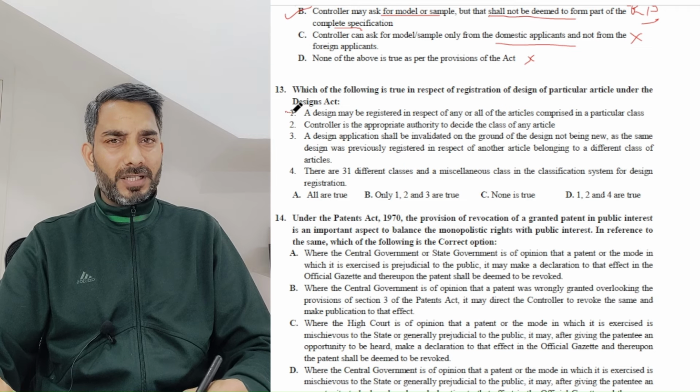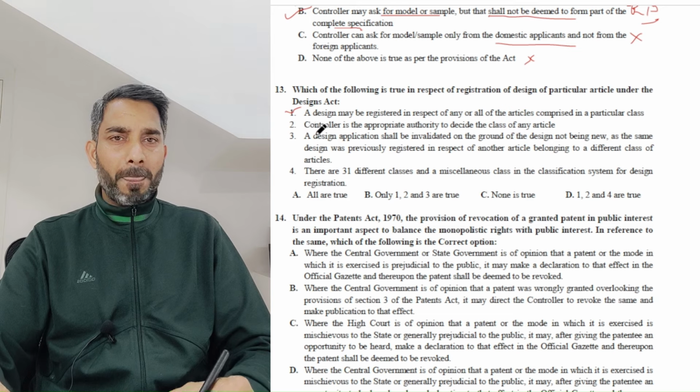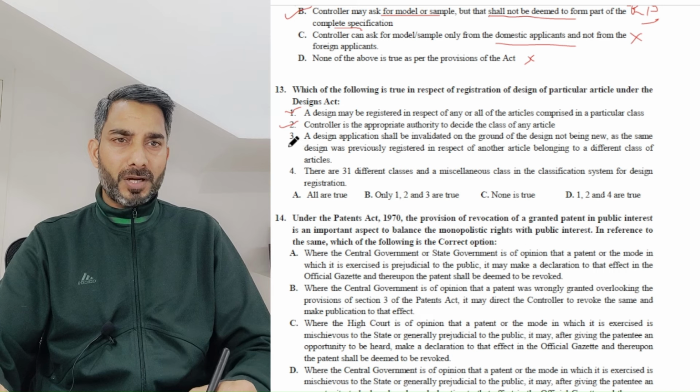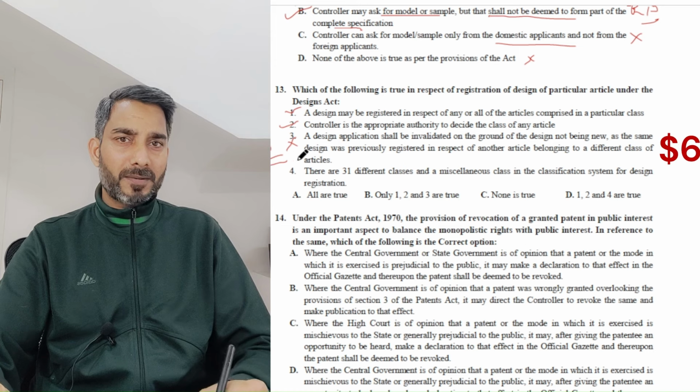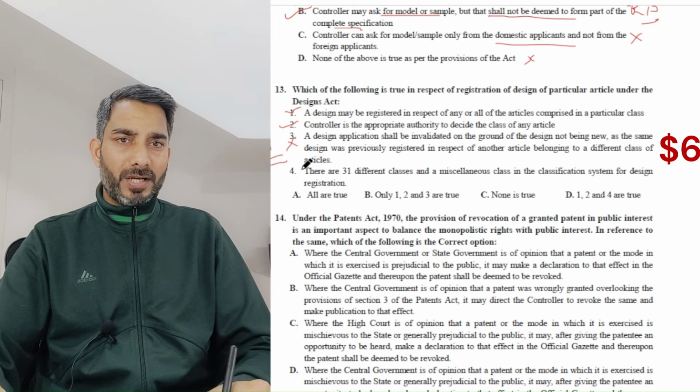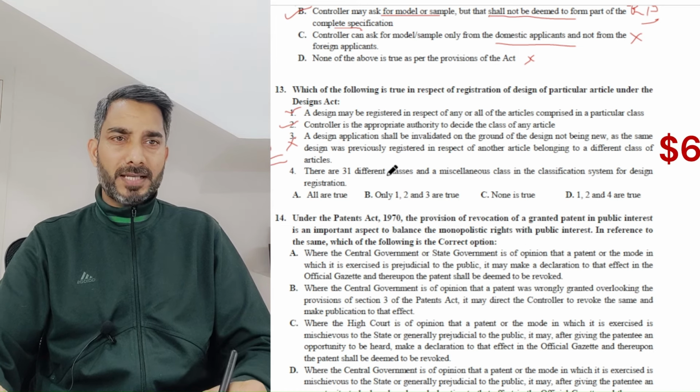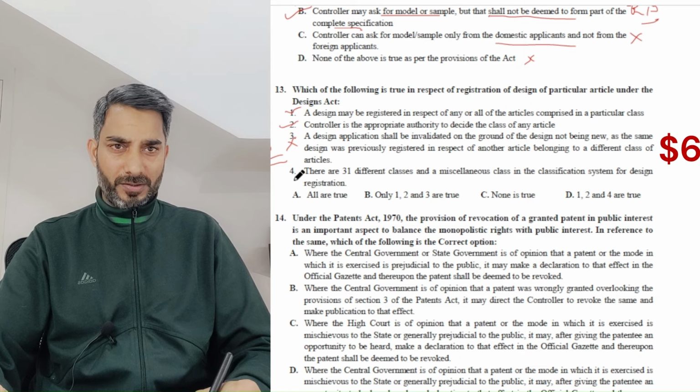Yes, we can do that, different applications, right? Controller is the appropriate authority to decide. Yeah, controller can decide. A design application shall be invalidated on the ground of device not being new, as the same design was previously registered in respect of another article belonging to a different class of article. No, this is categorically mentioned in section 6. Section 6. There are 31 classes and a miscellaneous class in the classification system for design.